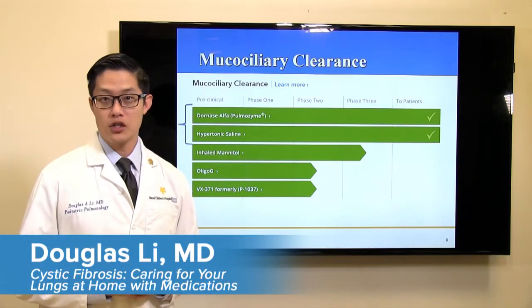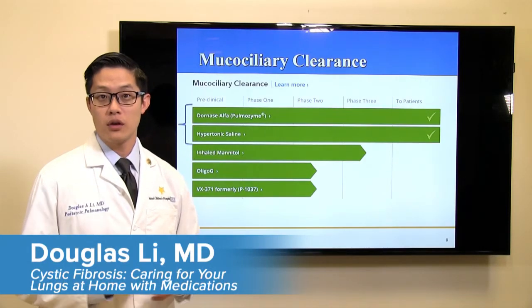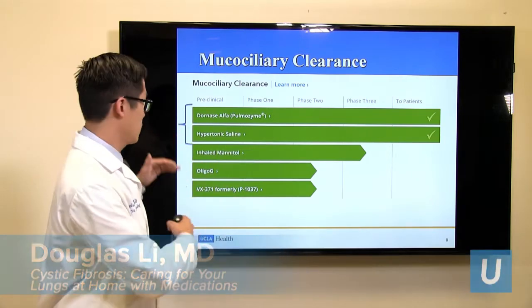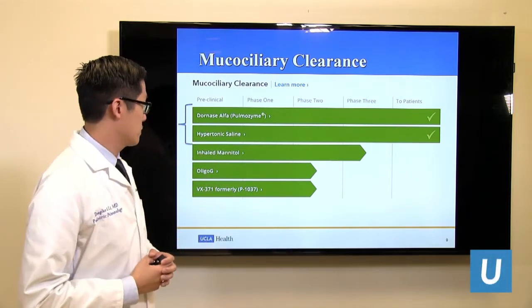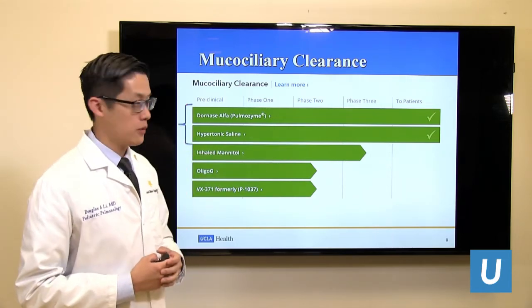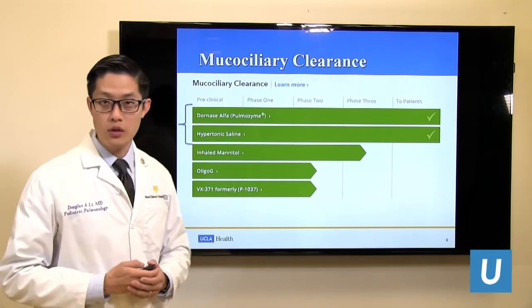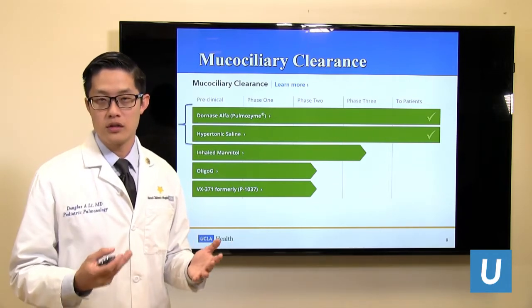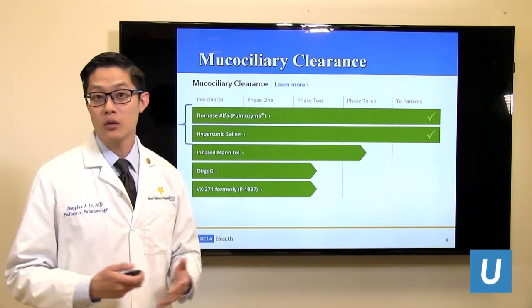So our first medication class is the mucociliary clearance class. I've taken basically the drug pipeline, which was vertical, and turned it on its side for this depiction. So you can see that there are a few that have made it all the way to your doorstep, and also a few that are hopefully on the way. And this is a general concept that I'll be reiterating, that there are multiple drugs that are available and many more hopefully on the way.